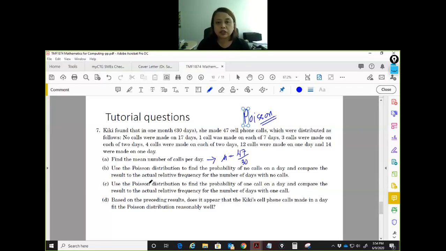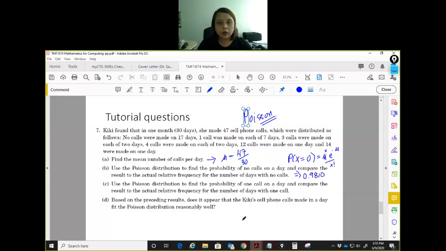Then use Poisson distribution to find the probability of no calls on a day, then compare the result to the actual relative frequency for the number of days with no calls. Once you have found your mu, you can use the Poisson formula from your slides, which means finding P(X = 0). The formula is mu to the power of x, e to the power of negative mu, over x factorial. Try to see whether you can identify this value as 0.9810.